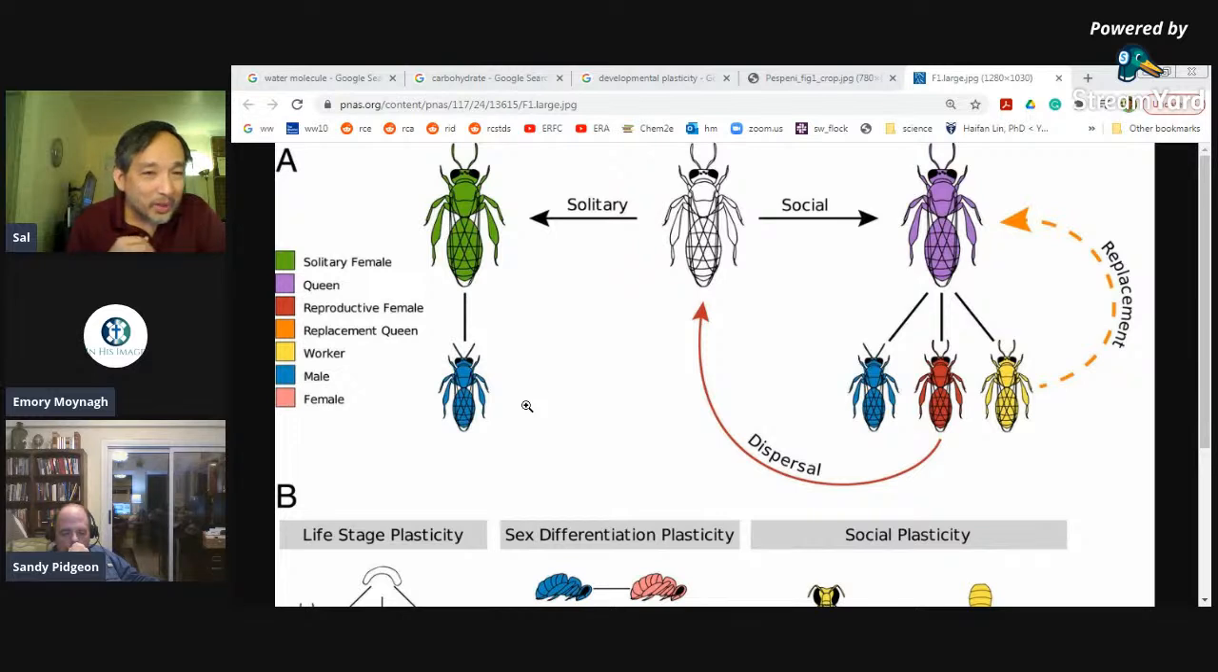And we don't really understand. Every creature implements it differently. I mean, the way the turtle ends up having male or female is just not the way the humans work.